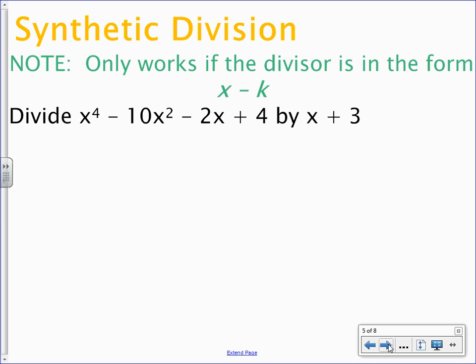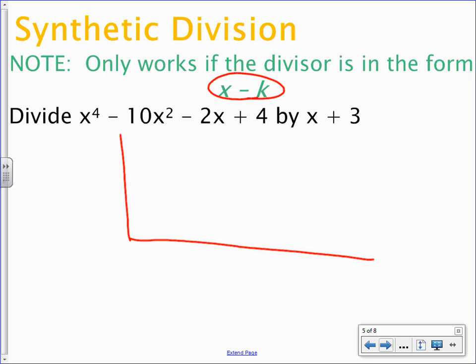Let's talk about synthetic division, your favorite. You love synthetic division compared to long division. However, we can only use it if we have a linear divisor. That is the only time it works, when you have a linear divisor. So we have our linear divisor of x plus 3. Notice how this is in the form x minus k, kind of like our factors.